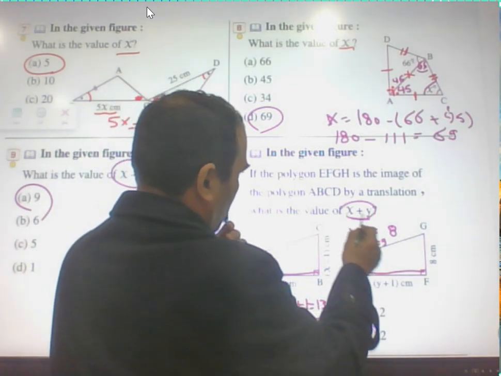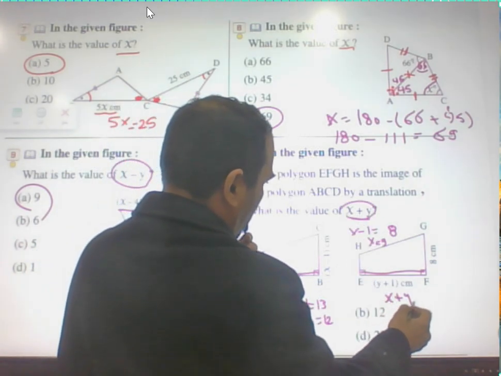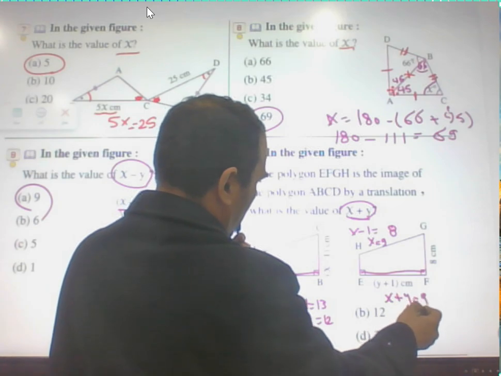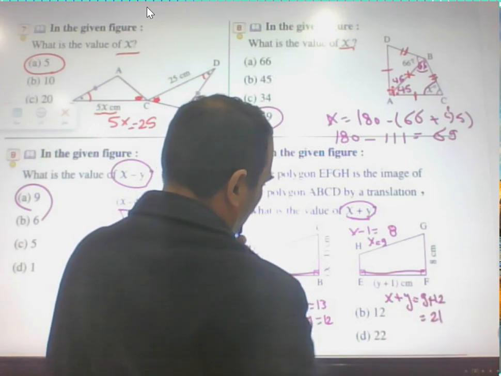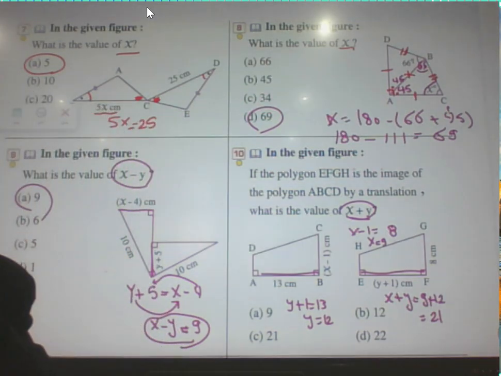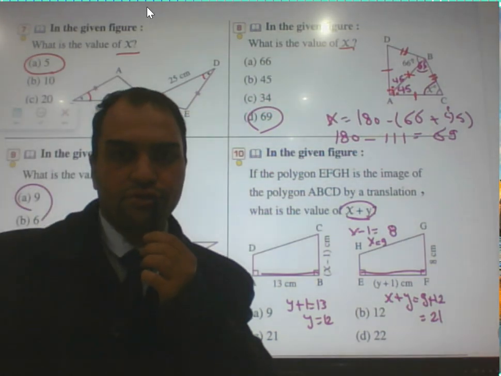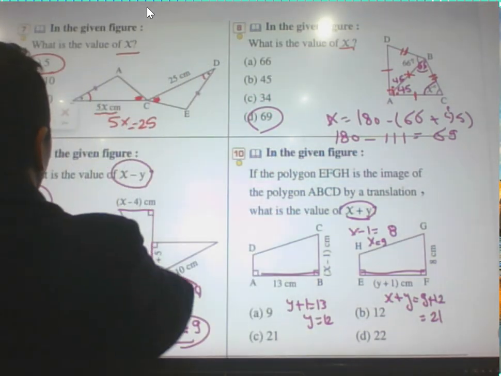He wants to find the addition x plus y. You can calculate with x equals 9 and y equals 12. 9 plus 12 equals 21. This means the sum between them equals 21, which is letter C. Okay, my students, understood? Okay, next question.